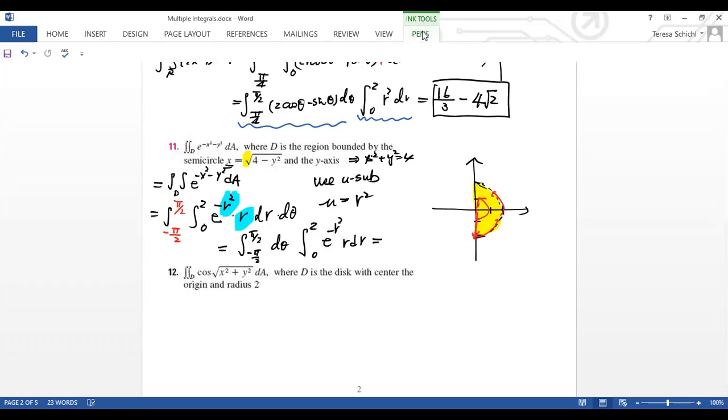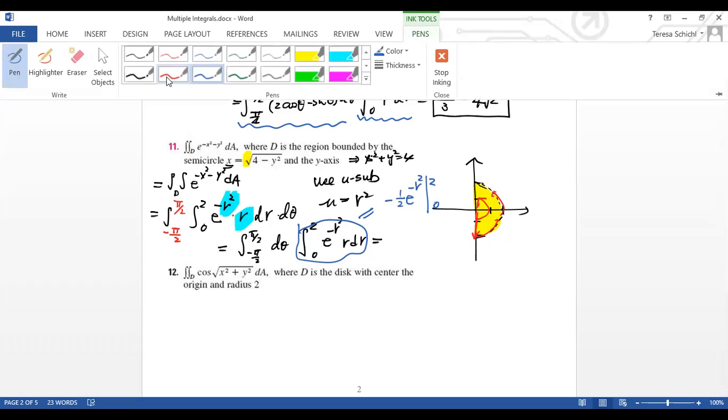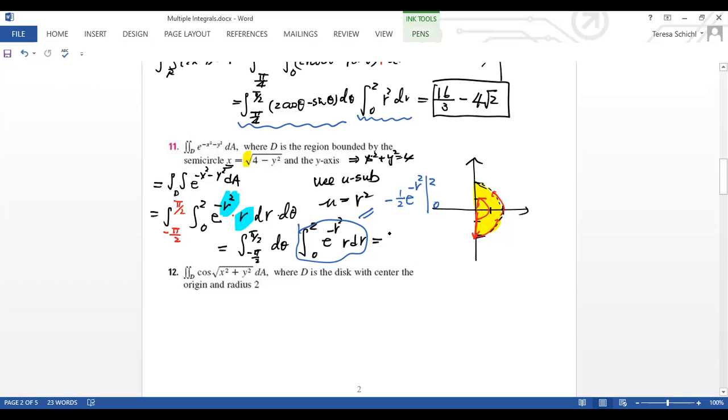So if you do this integration by parts, this one should give you negative 1/2 e to the negative r squared. Then you substitute 2 and 0. So after you integrate the whole thing, the answer will be pi over 2 times 1 minus e to the negative 4. Okay, right, so it's pretty cool.